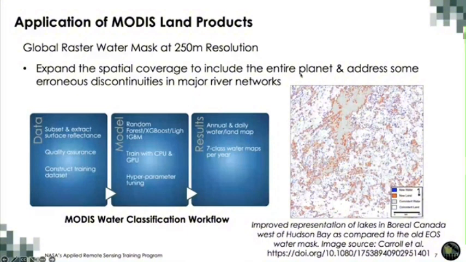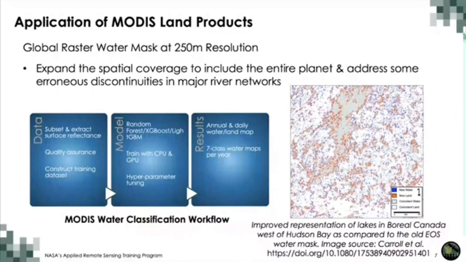In these slides, we list a high-level workflow of the process we take, and we use machine learning. The basic workflow is split into 3 different components. During the data processing, we subset and extract surface reflectance from the MODIS land products and apply quality assurance to filter out missing data or bad data. And we construct training data sets.